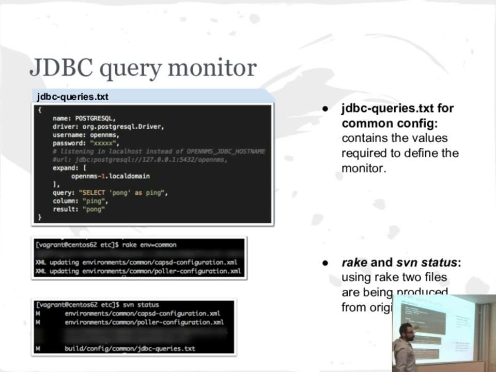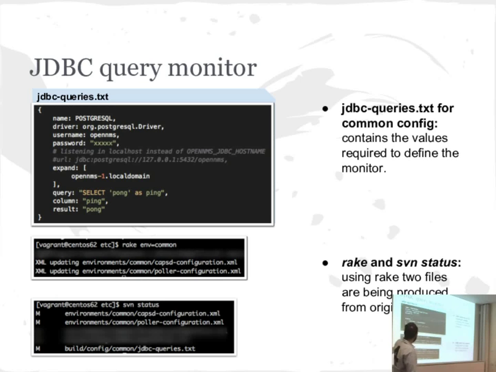We just need to expand this host name. So this is one of the nodes in OpenNMS. We don't care about IDs, IPs or anything. This is the name of the server. This is the query that needs to be run. Column return, which OpenNMS requires. And this is the result expected.